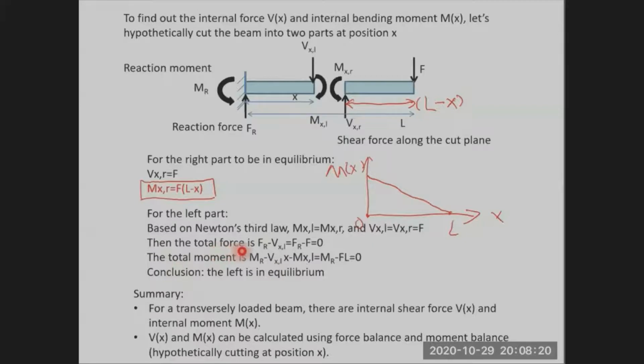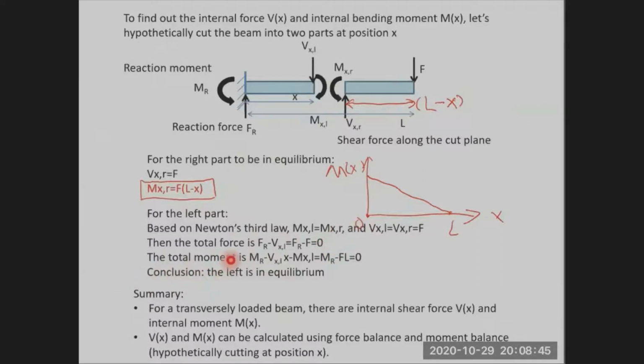Then the total force experienced by the left part is Fr, the upward force, minus VxL. Fr is equal to F, and VxL is also equal to F. So the total force is 0. So the force is balanced.